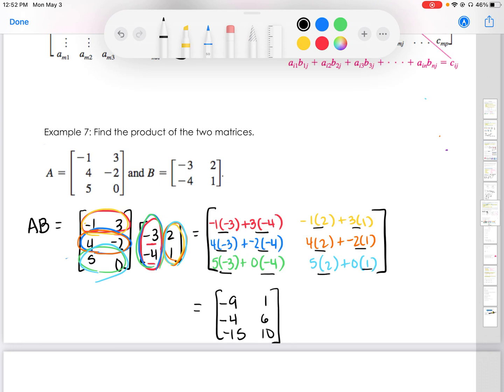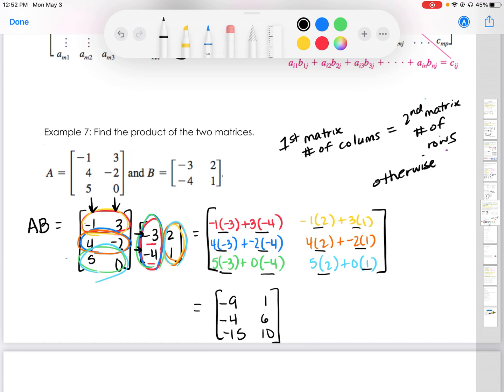So what you want to make sure of when you are multiplying your matrices is that matrix 1 has the same number of columns as there are rows in matrix 2. So the first matrix's number of columns needs to equal the second matrix's number of rows. If that is not the case, it would be undefined because we wouldn't have anything to match up to multiply.